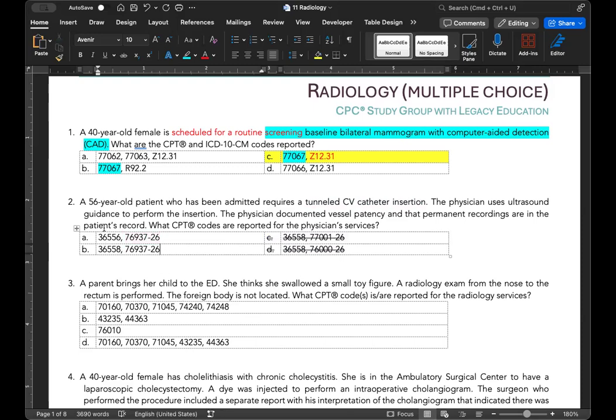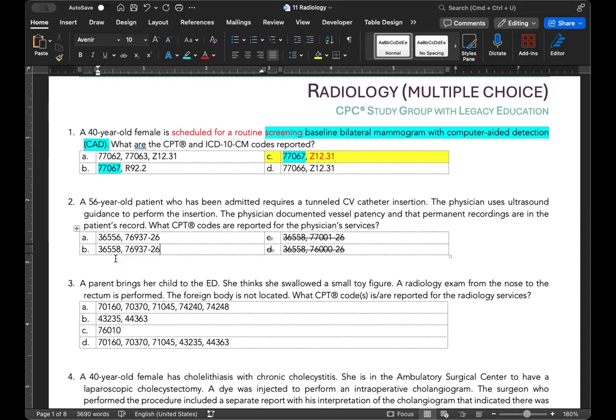So now we need to go look at the 36556 and the 36558 and determine which one we should use for the actual insertion of that tunneled CV catheter. Okay. So Dawn thinks it should be the 36558. Luke says it should be the 36556. So let's look at the difference between the two.